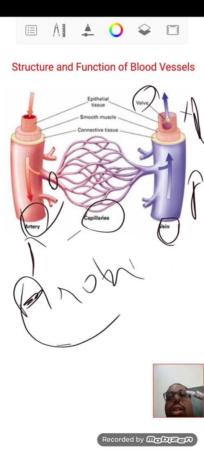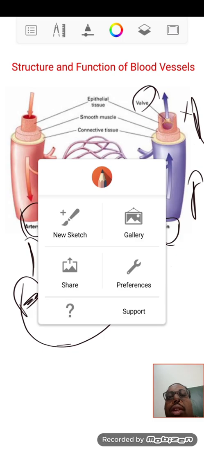And one more thing you have to understand: whenever I say arteries carry oxygenated blood, it doesn't mean that it carries 100% oxygenated blood. A few amount of deoxygenated blood is also present. In the same way, in the veins also, it doesn't mean that 100% of the blood is deoxygenated. A few percent of the blood is oxygenated. So these things we have to remember. Keep these in your mind to understand how the circulation takes place.